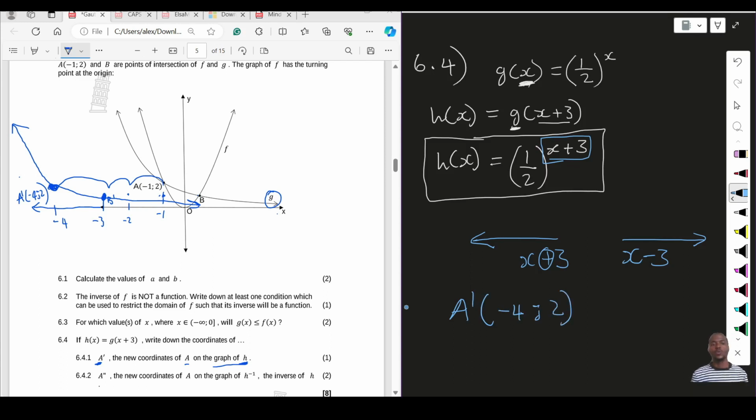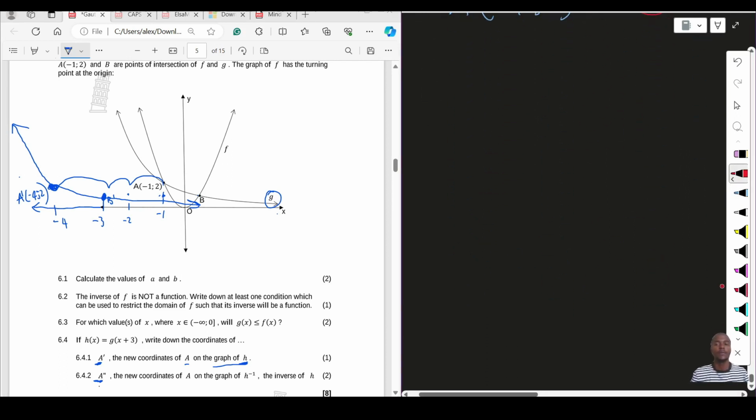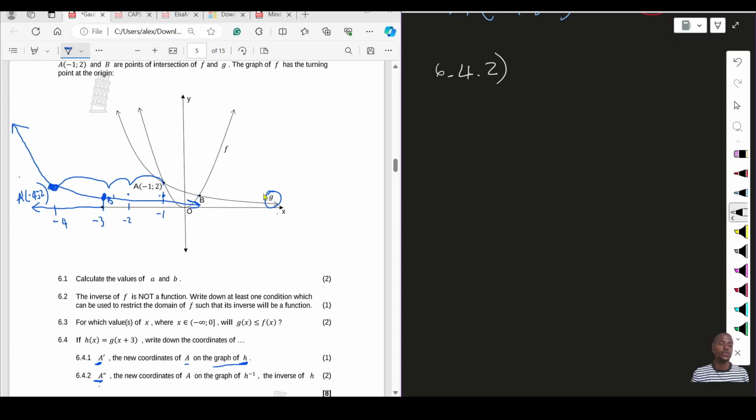Then now we are going to an important part of this topic. They say A double prime. Okay, let's see the mark allocation before I move on. The mark allocation on this one is just 1 mark, for you to get (-4; 2). That's 1 mark. Then let's move to 6.4.2. They say the new coordinates of A on the graph of h inverse, the inverse of h. So for the inverse of h, let's draw a rough sketch.